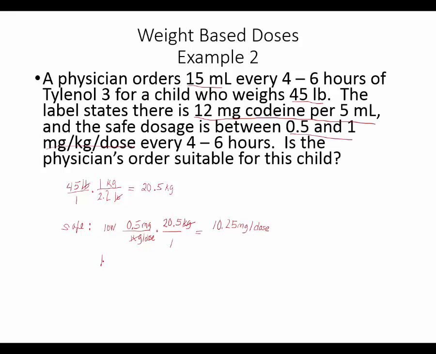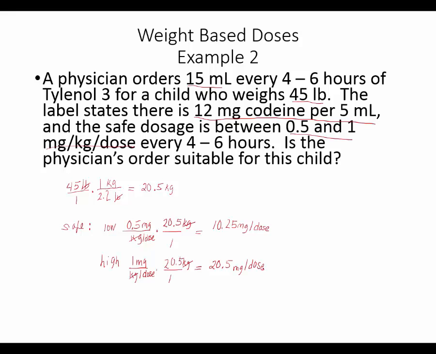And then I want to look at the high end of the range. The high end is easy here, so 1 milligram per kilogram per dose. And 1's always a great number to work with, so times the 20.5 kilograms. And I don't even have to go to my calculator. I know that 1 times 20.5 will be 20.5 milligrams per dose.